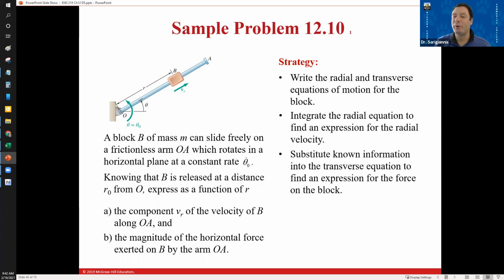Then we can substitute what we know into the transverse equation and find the force on the block.